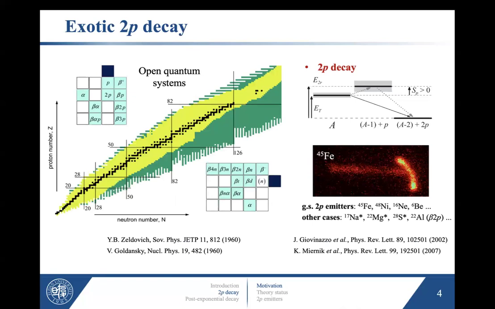So ideally, a two-proton emitter ground state should be higher than its daughter nuclei, but lower than its neighboring nuclei. In this case, the one-proton emission is energetically forbidden or strongly suppressed. And the idea of two-proton decay was first proposed by Goldansky in the 1960s. But experimentally, the first direct measurement was in iron-45 in 2002.